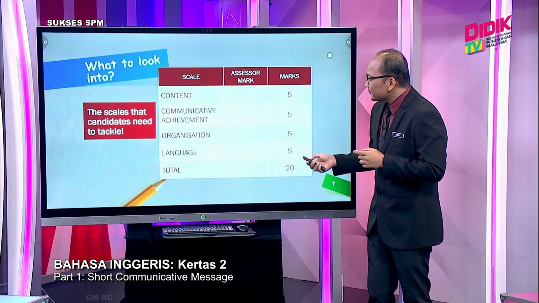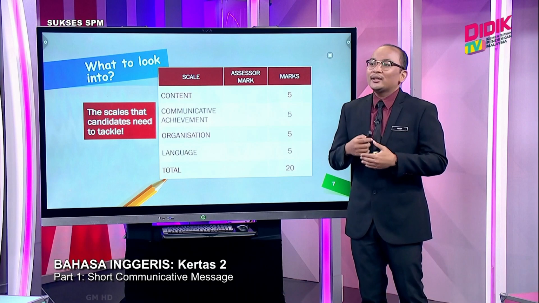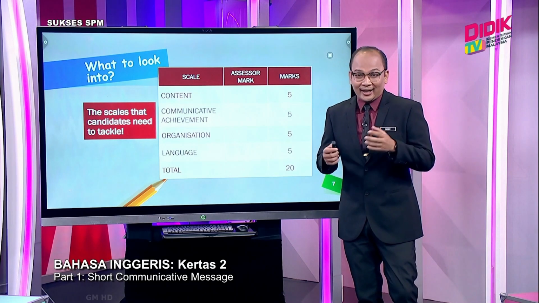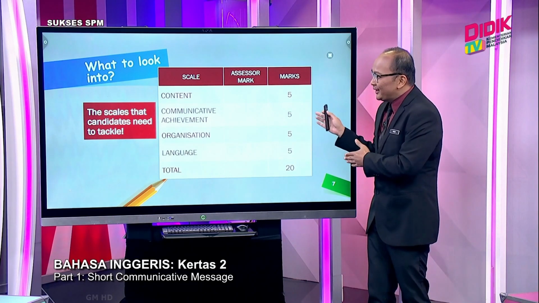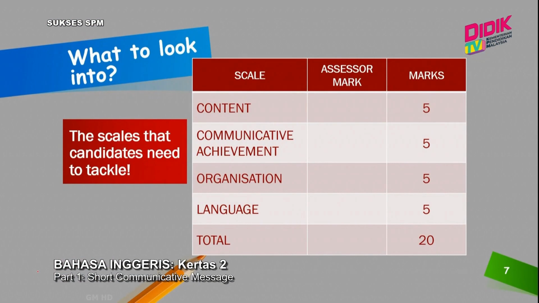Now, what we are going to look into when we are writing. Please remember, these are the skills that you need to pay attention to when you are writing. There are 4 things that you need to know: content, communicative achievement, organization, and language. The maximum marks for each of these skills are 5.